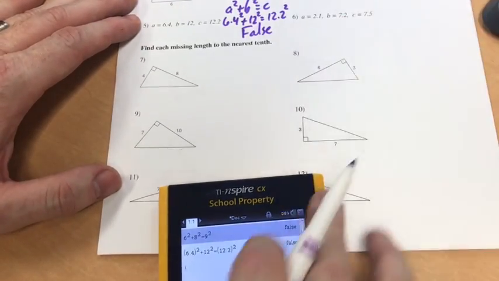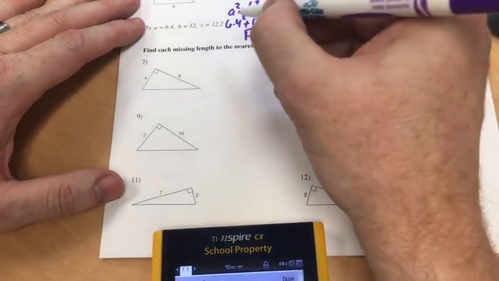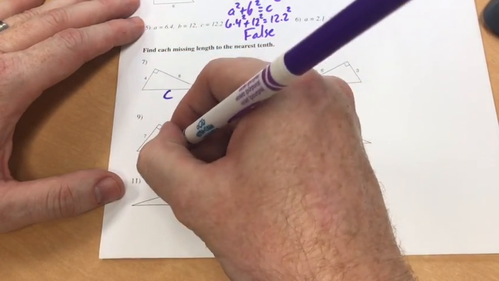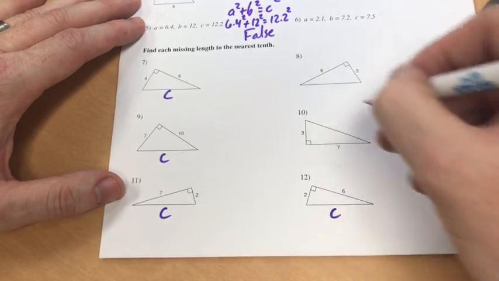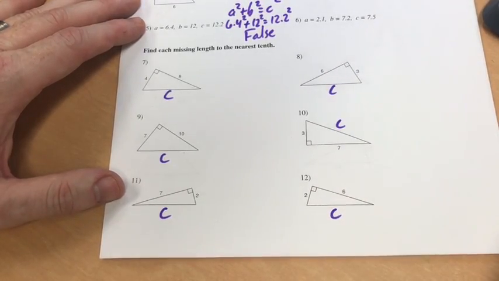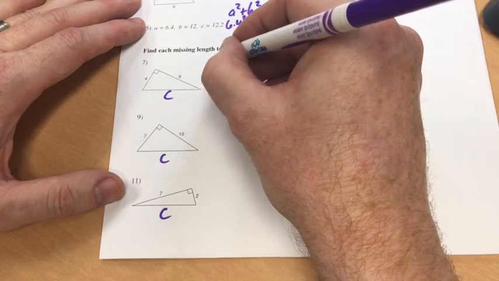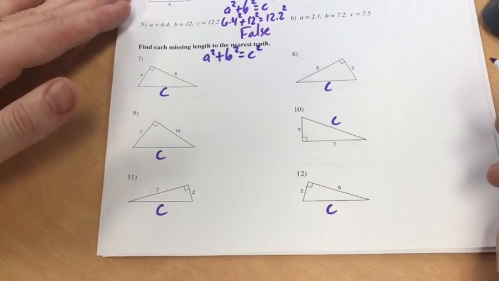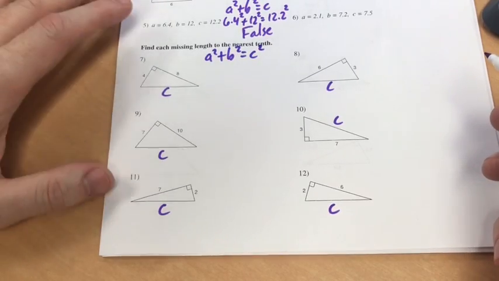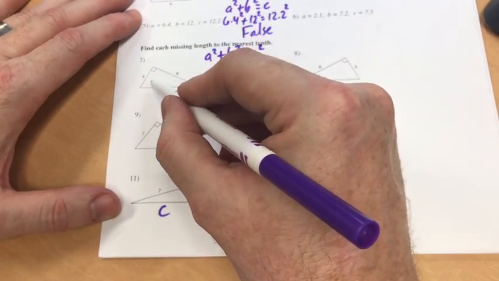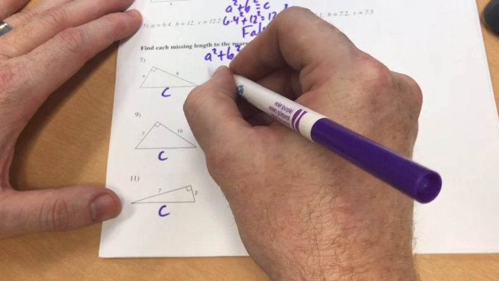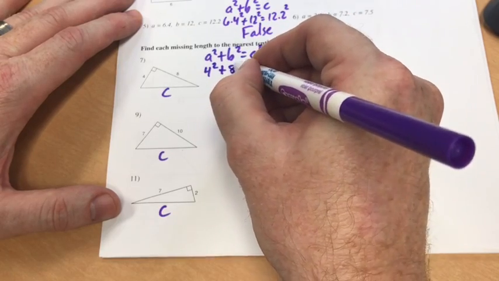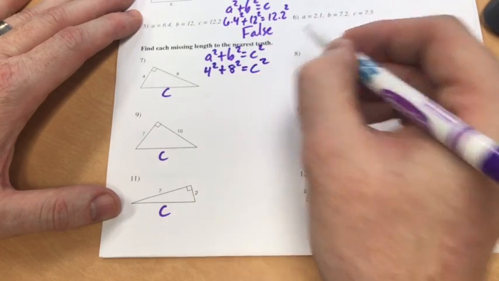Now, 7 through 12 are all done the same way. We are finding the missing length. So on all of these, we are solving for side C. Okay? Each one, you need to do the same steps. Write your formula. This gets very repetitive, guys, but the more you do the correct steps, the more you write it down, the better you're going to be at it. We're going to replace A and B with 4 and 8. So it means 4 squared. Don't forget the exponent. 8 squared equals c squared.